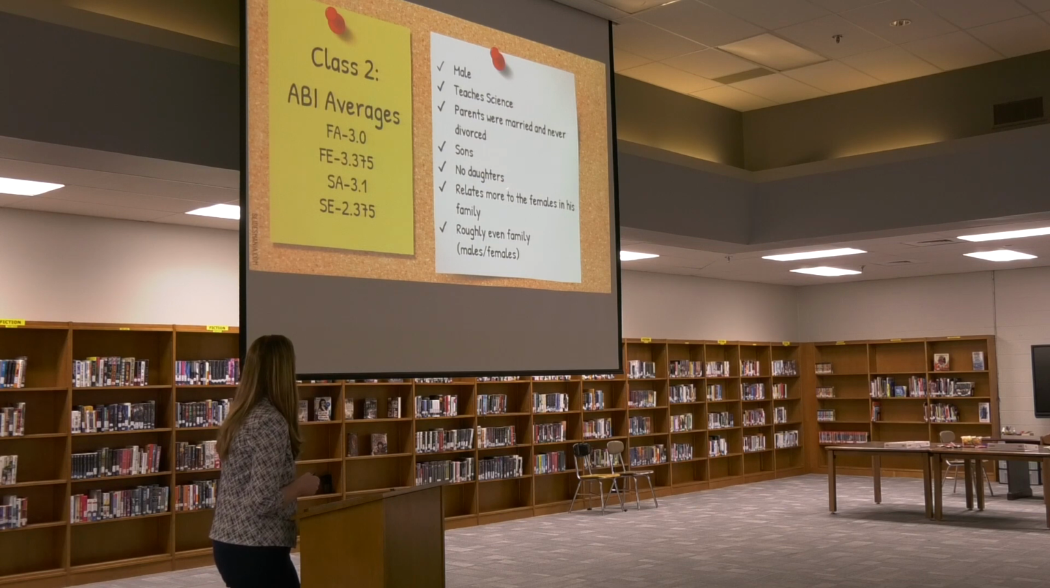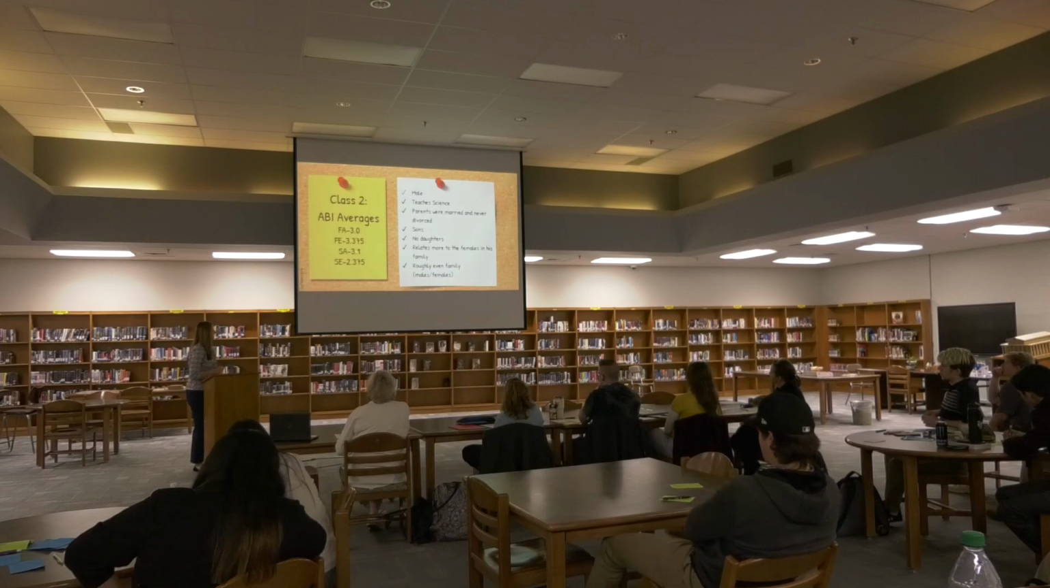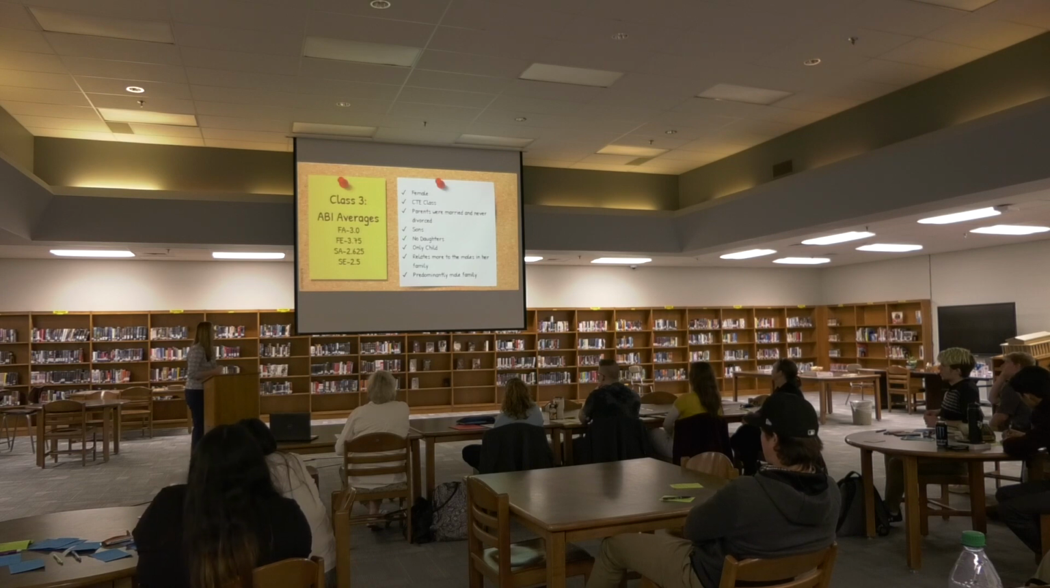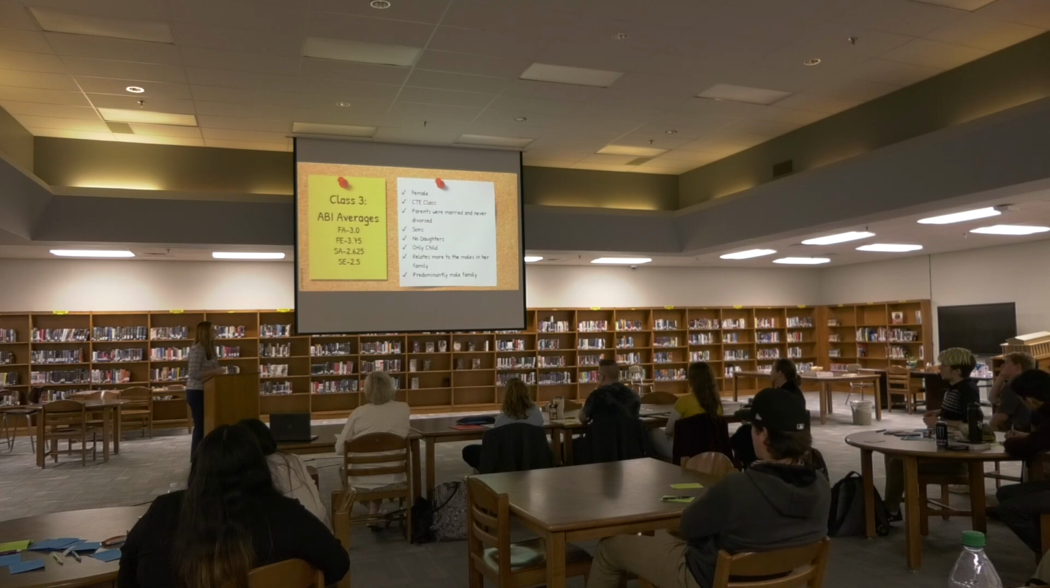The next class had sons, no daughters, related more to the females in their family, and had a roughly even family. This does fit my hypothesis a little bit more than the last one did because the failure ability section is not male, it's neutral, and the success ability section is male, which fits the fact that he has sons. In the third class, she had sons, no daughters, and no siblings. And the fact that she had a neutral failure ability score rather than a male failure ability score does fit the hypothesis because she does have sons.